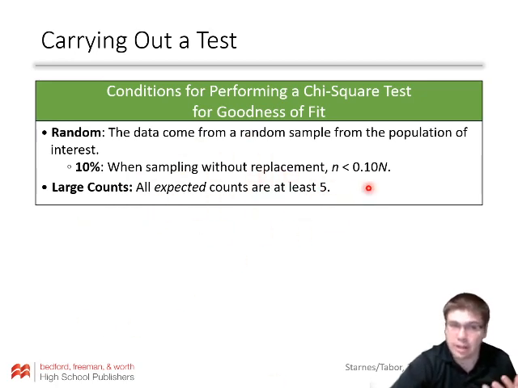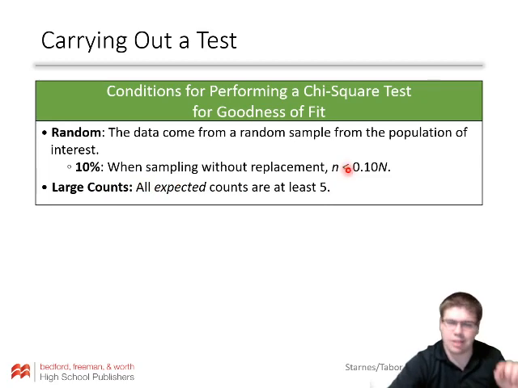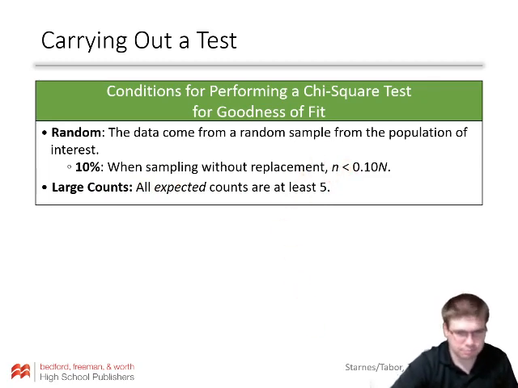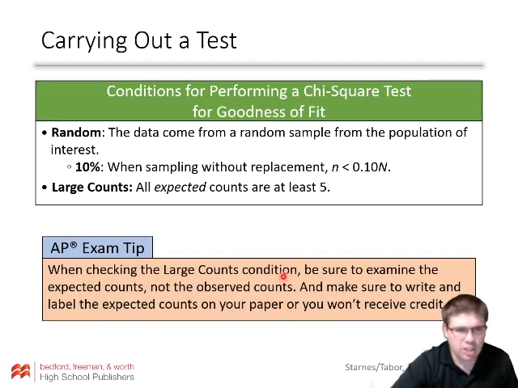So we already calculated our expected counts. We just need to go through and verify that they are at least 5. That threshold backs off a little bit from 10. So when checking the large counts condition, make sure to examine the expected counts, not the observed counts, and make sure to write and label the expected counts on your paper or you won't receive credit. You actually have to write out those numbers and then show that they're all at least 5.